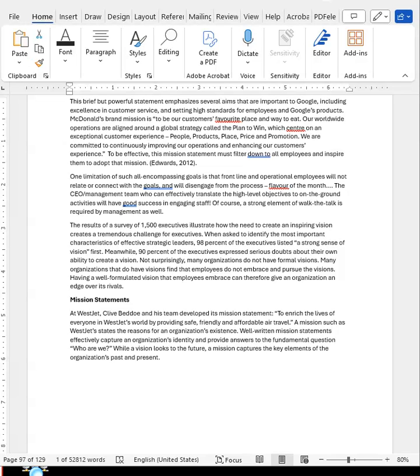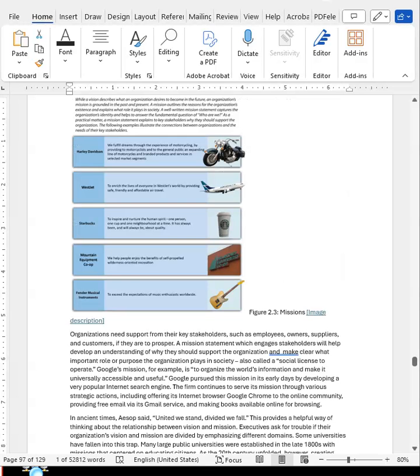Mission statements. At WestJet, Clive Beddoe and his team developed its mission statement to enrich the lives of everyone in WestJet's world by providing safe, friendly, and affordable air travel. A mission such as WestJet's states the reasons for an organization's existence. Well-written mission statements effectively capture an organization's identity and provide answers to the fundamental question, who are we? While a vision looks to the future, a mission captures the key elements of the organization's past and present. Figure 2.3. Missions, image description.